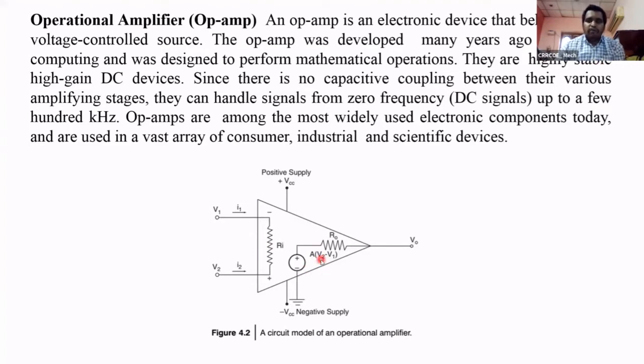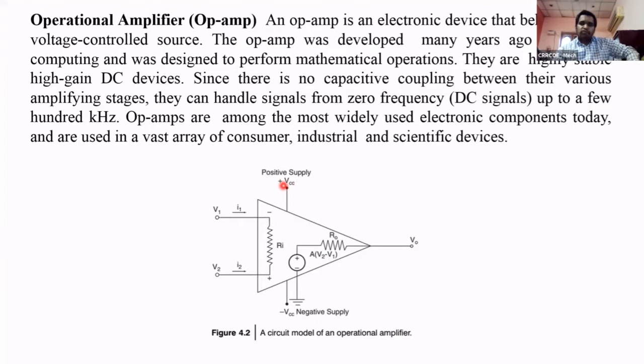The value of A is very high. For ideal circuits, A is infinity. But in actual practice, A is a very high value, 10 power 5 to 10 power 6 for regular op amp devices. And here we have two supply voltages, biasing voltages.